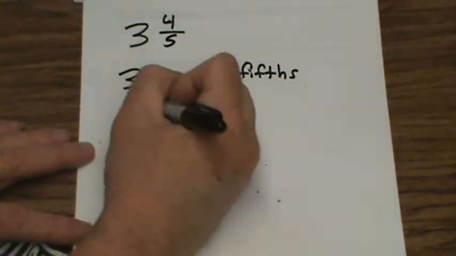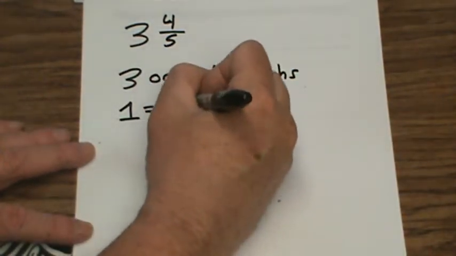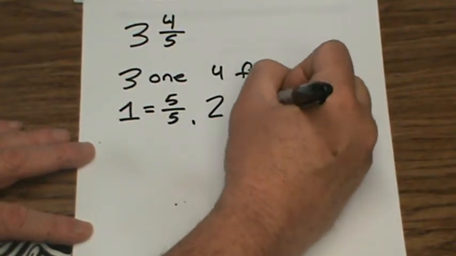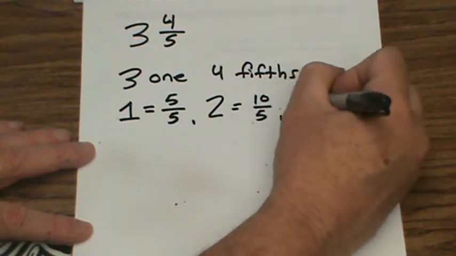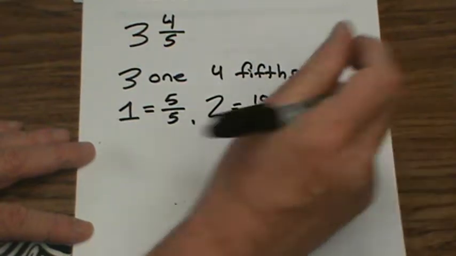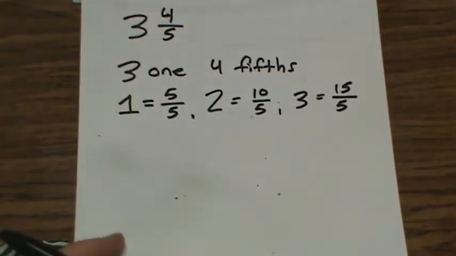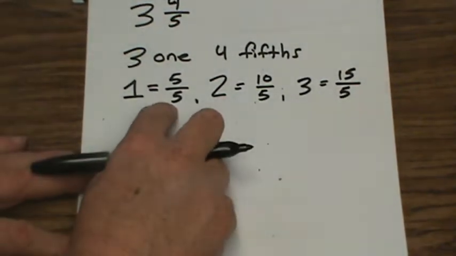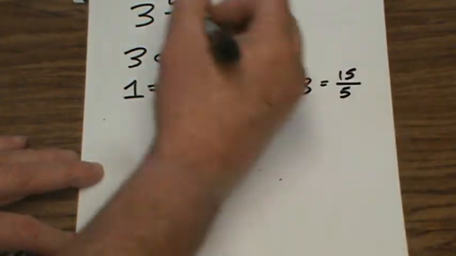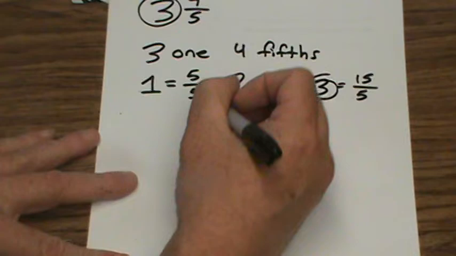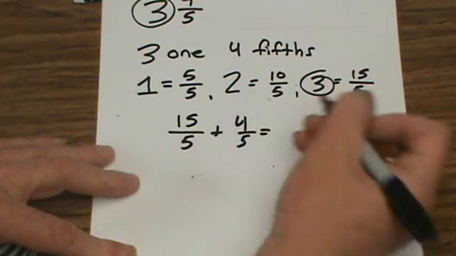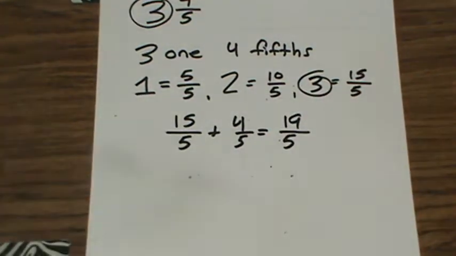1 would equal 5 fifths. 2 would equal 10 fifths. And 3 would equal 15 fifths, right? So now that we've got this all down, we have 5 fifths, 10 fifths, 15 fifths. So we could just go, the 15 fifths is 3, right? There's our 3, there's our 3. So all we need to do is go 15 fifths plus 4 fifths equals what? 19 fifths. And there you have it.